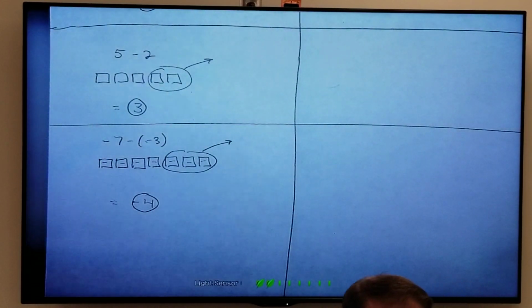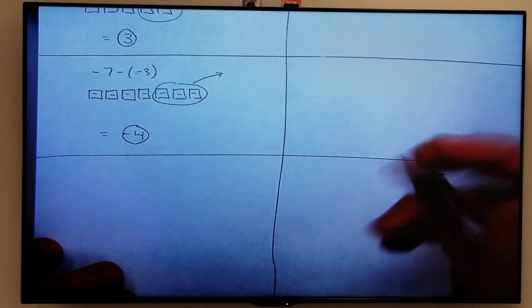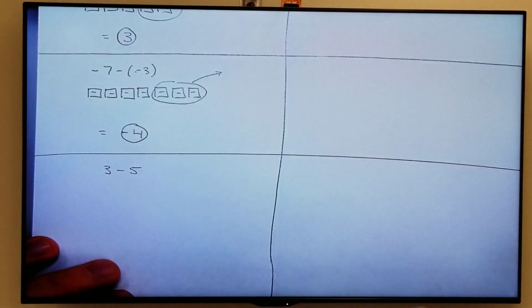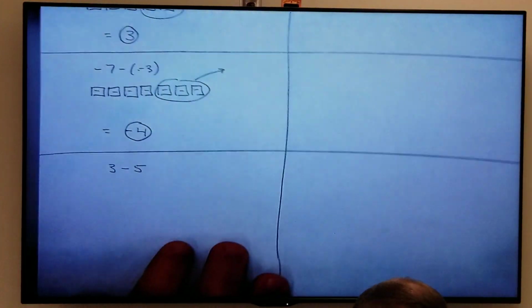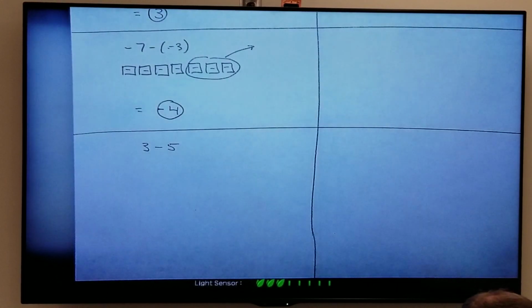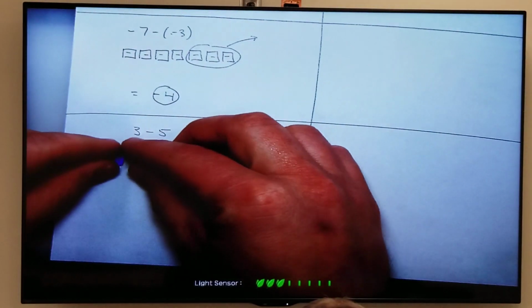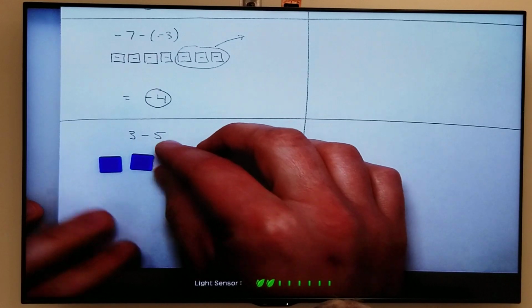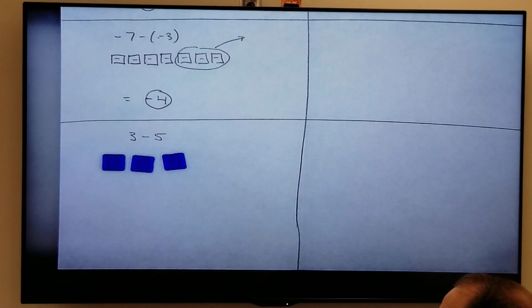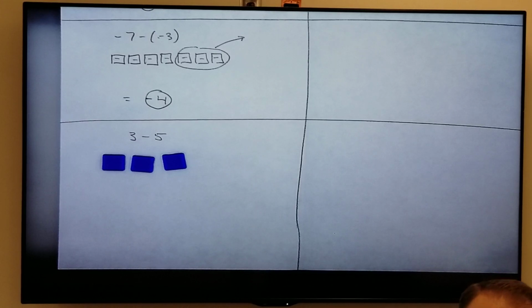Now, let's look at a slightly more challenging one. Let's try 3 minus 5. 3 minus 5, okay? The problem with this one, 3 minus 5, is that we're supposed to start with 3 tiles, 3 positive tiles. And then we're supposed to take away 5 positive tiles. And the issue there is that we don't have 5 tiles to take away. We only have 3 tiles to begin with.